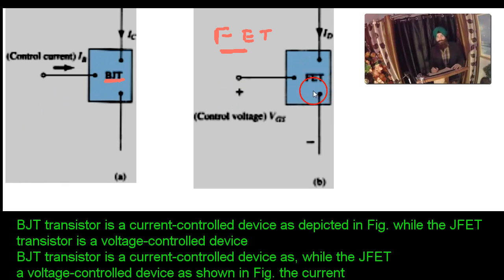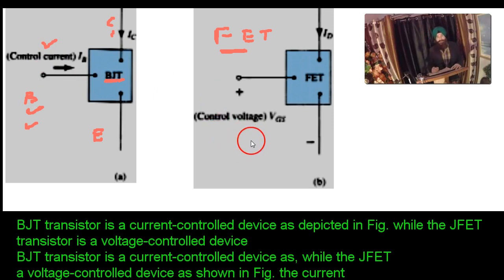Here it is a FET. Current will be only due to either electron or the holes. Now in BJT, there is an emitter terminal, base terminal, and the collector terminal. Base controls the current between emitter and collector. So that's why it is called a current controlled device, because collector current is always a function of the base current.